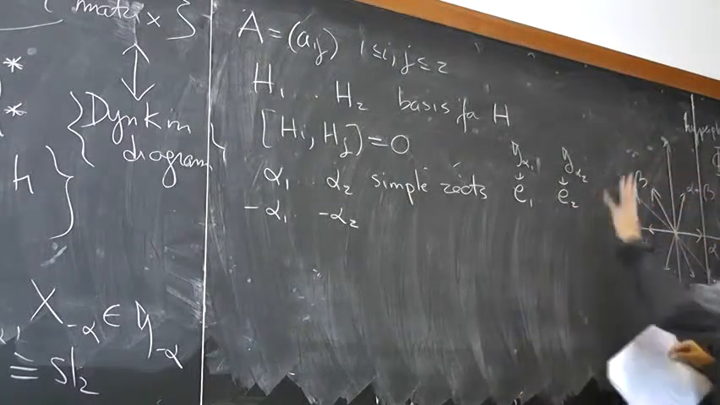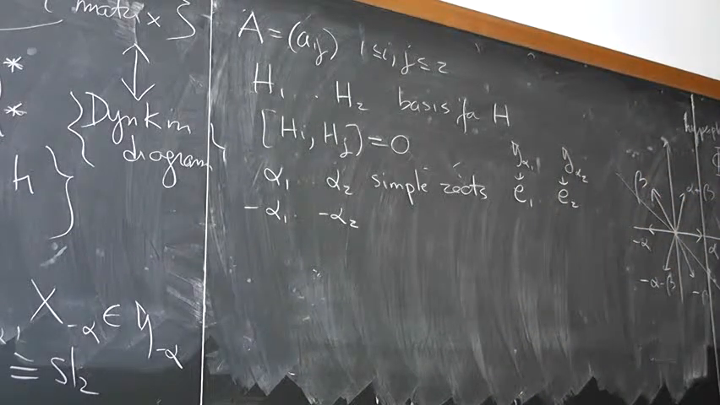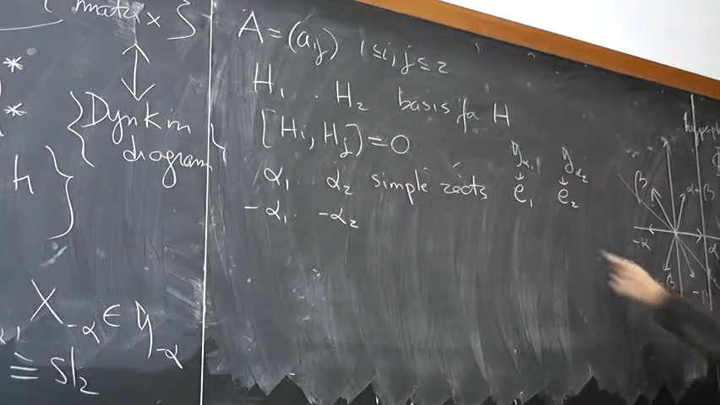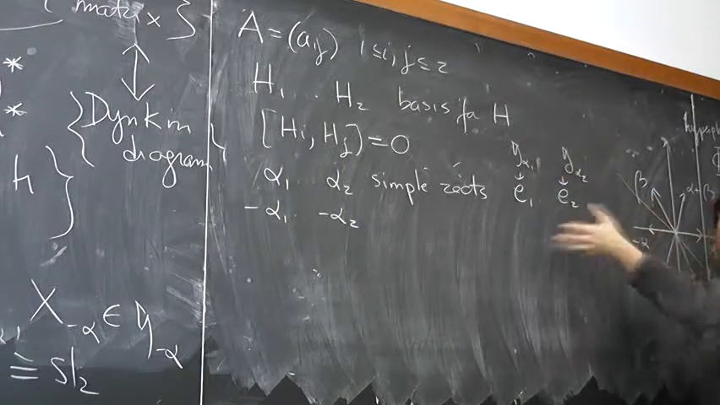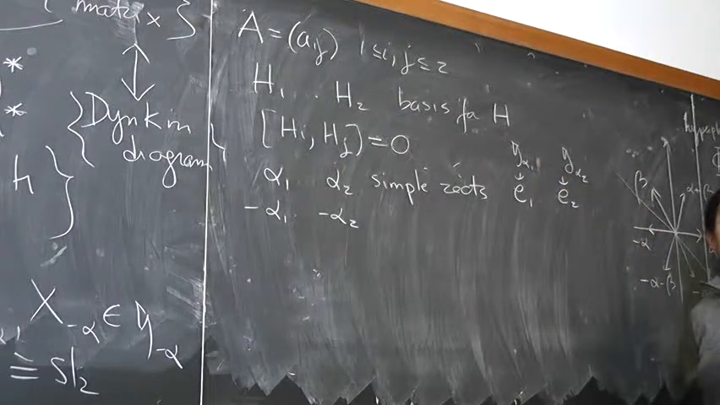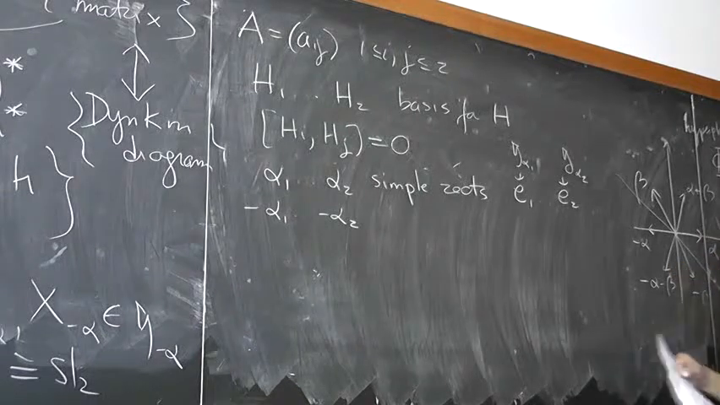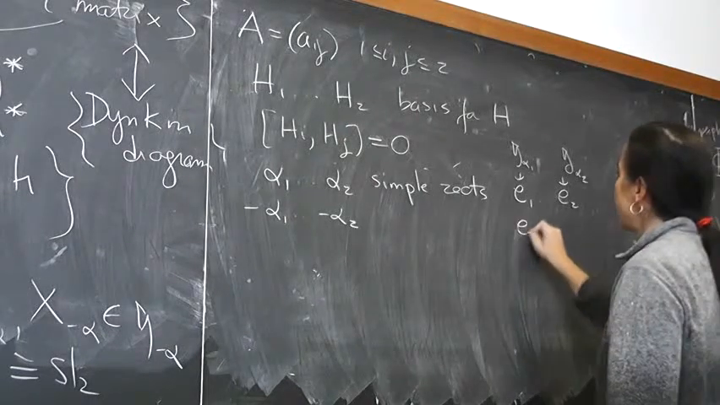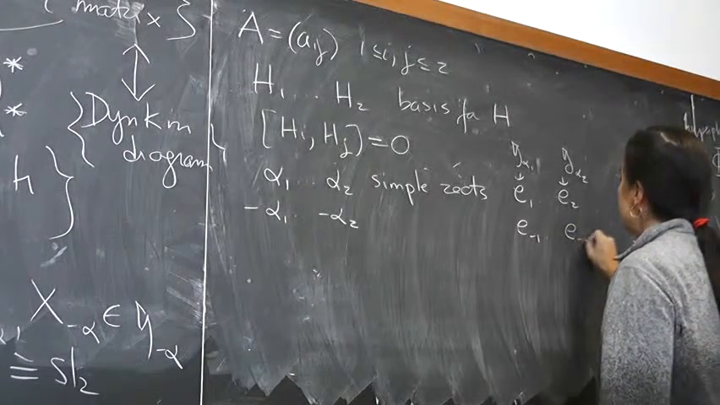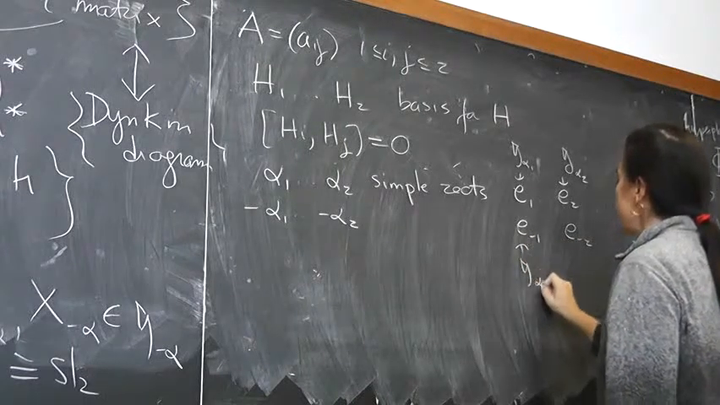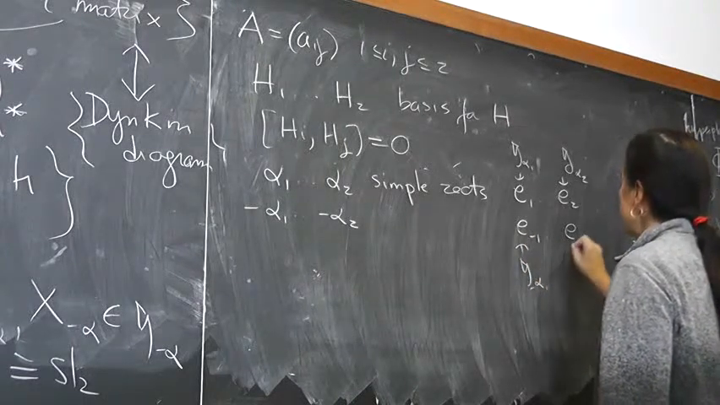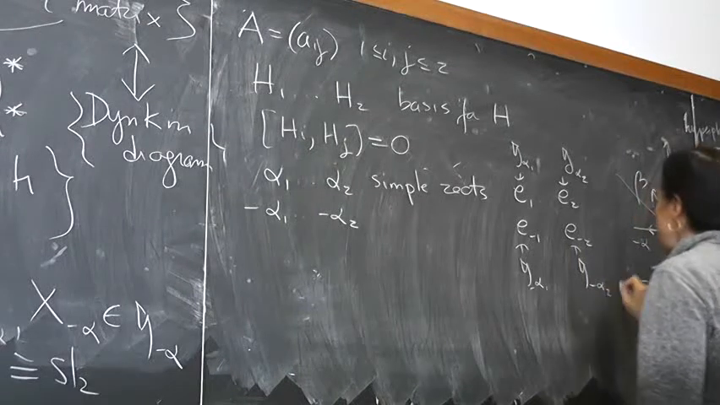For the moment, I'm saying what I must expect. I must expect that there is a root space corresponding to each simple root, right? This is what I expect. For the moment I have not done anything, okay? And then the same thing, E minus 1 through E minus r, corresponding to g minus alpha 1 through g minus alpha r.